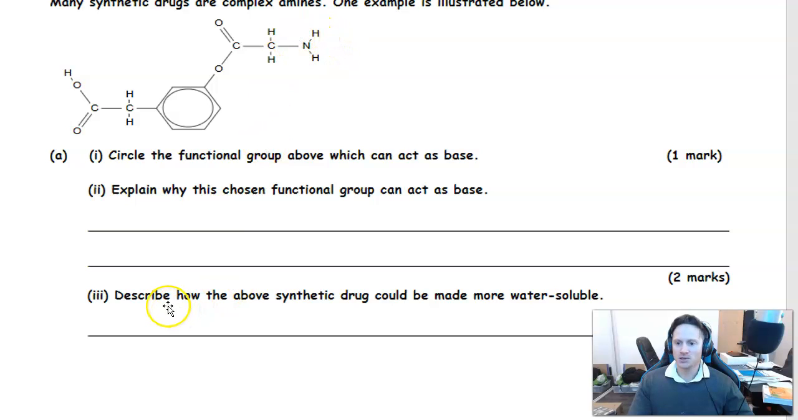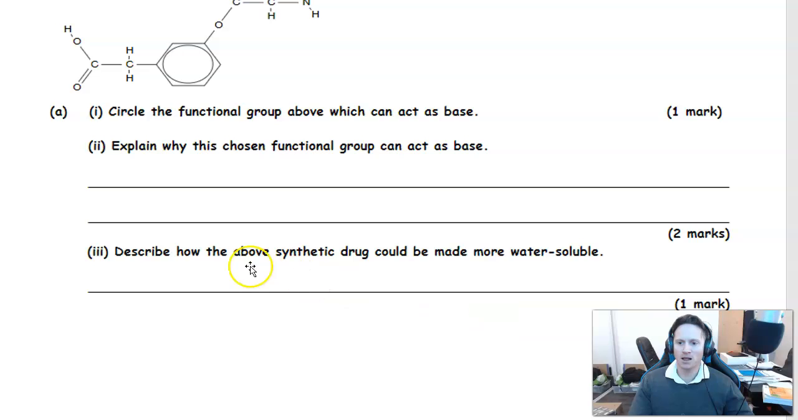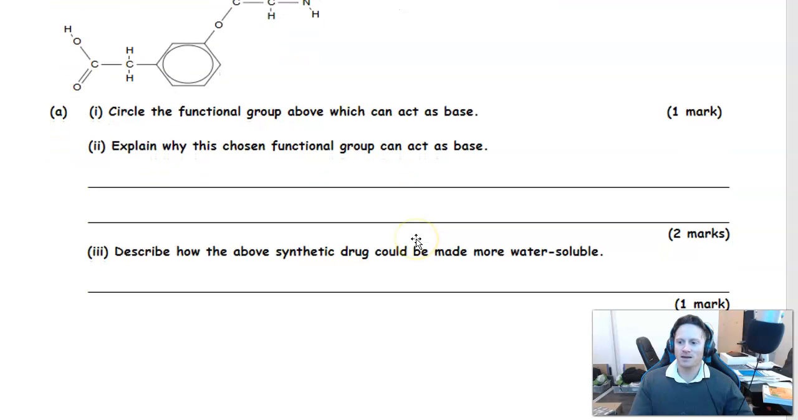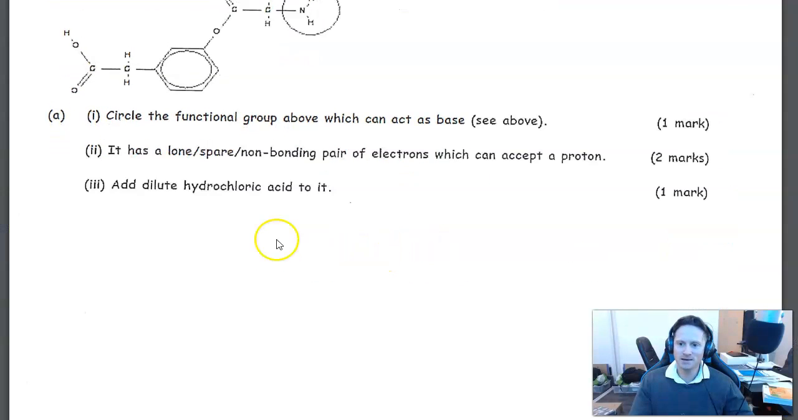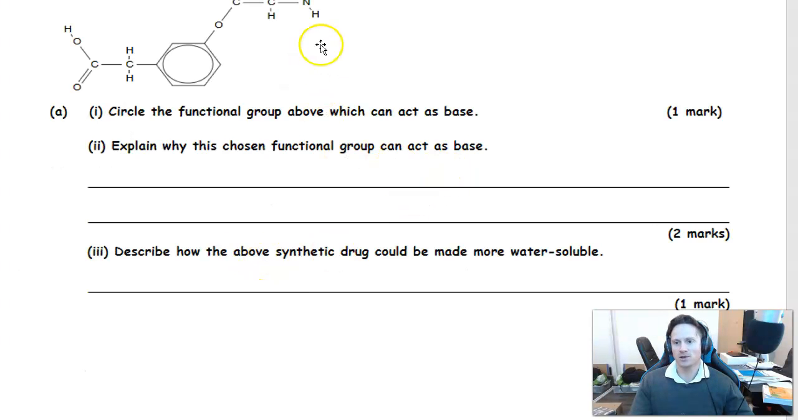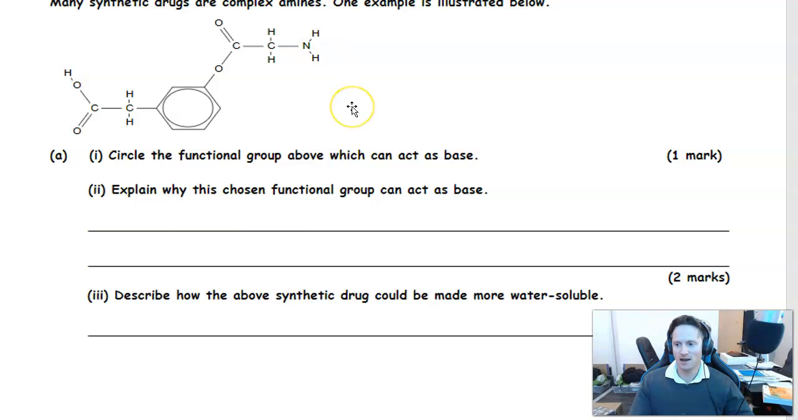But the question says describe how it could be made more water soluble. That's implying, how could you make it more water soluble? So what could you do as a chemist? You could react this with an acid, okay? Now, if you say react it with an acid, that's an okay answer. It would probably be better to actually describe a reagent that you could use as a chemist. So I've said add dilute hydrochloric acid to it. Now you could have just said add hydrochloric acid, you could have said add nitric acid, you could have said add sulfuric acid. Any specific reagent that will allow a proton to be added to this to make a salt would be the correct answer.